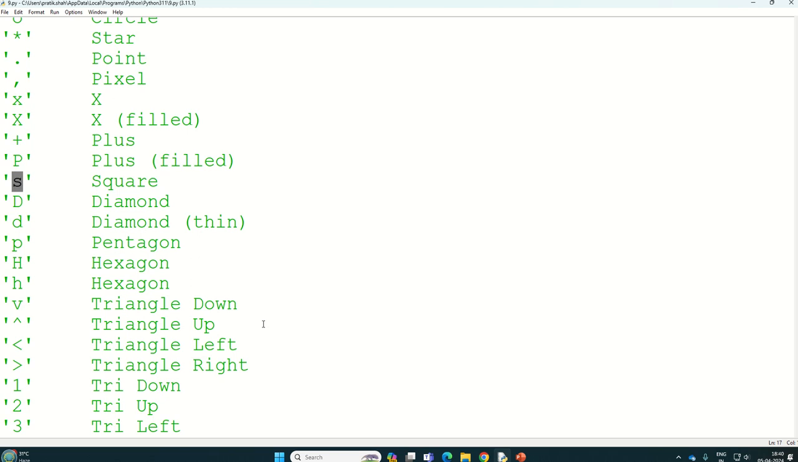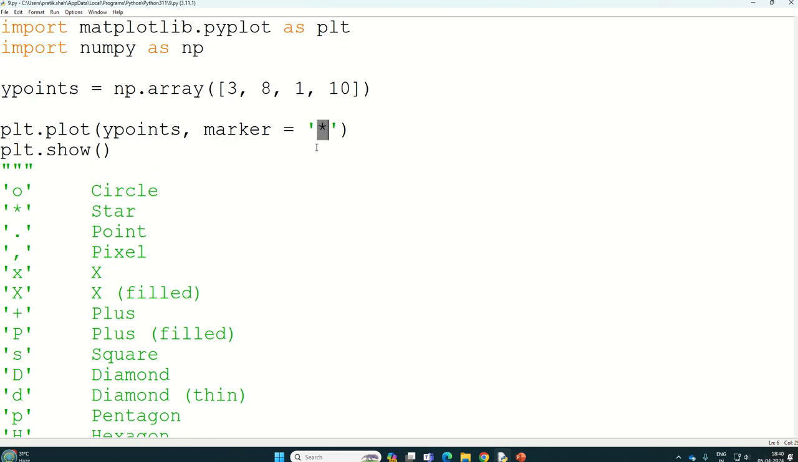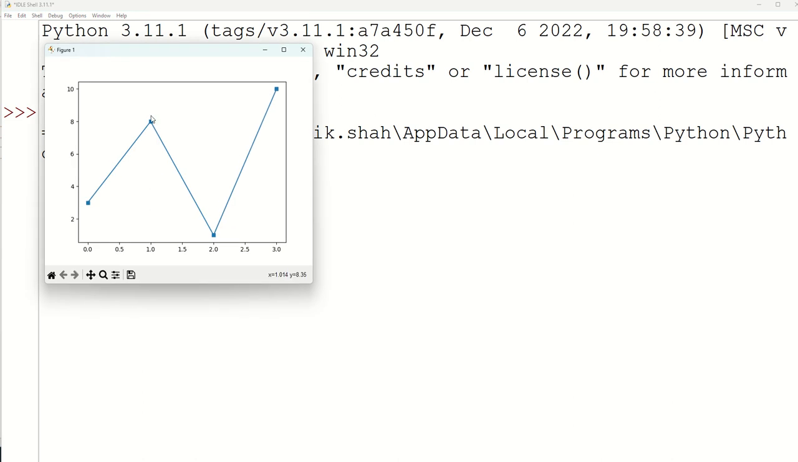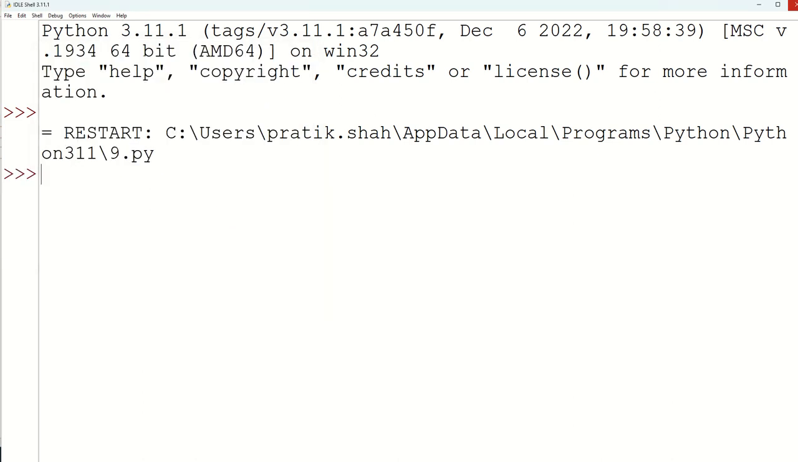Suppose, for example, small s. Okay, Ctrl S, F5. See, now what is coming? Square. So that is all about different markers.